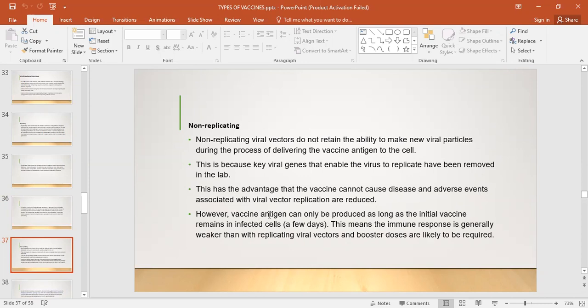However, vaccine antigen can only be produced as long as the initial vaccine remains in the infected cell, most likely a few days. This means the immune response is generally weaker than the replicating viral vector, and booster doses are likely to be required.